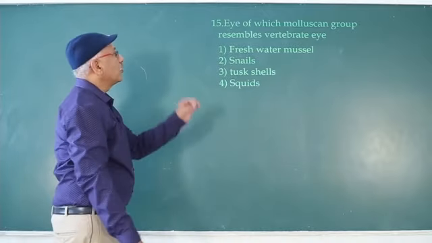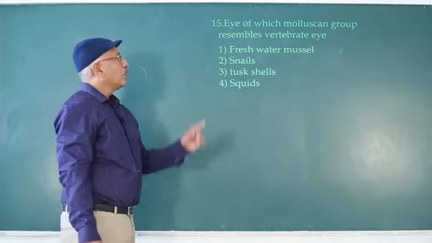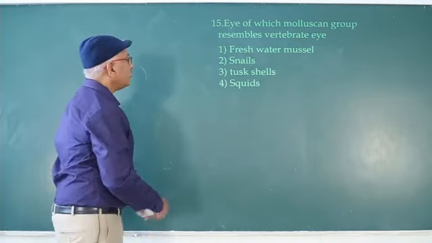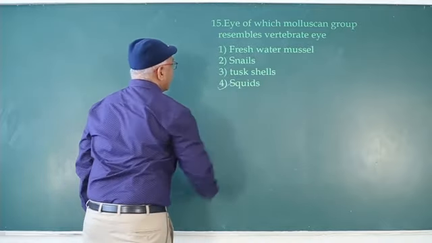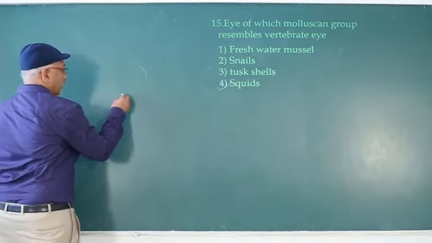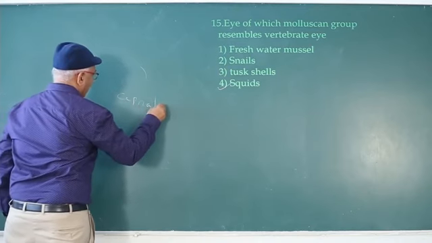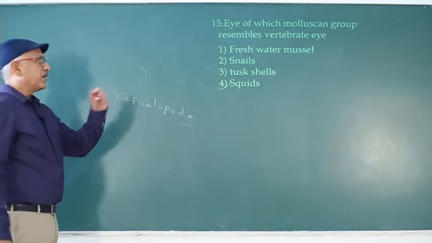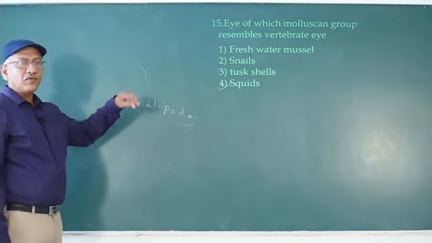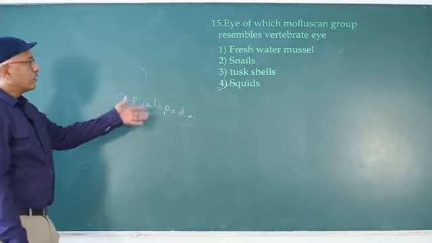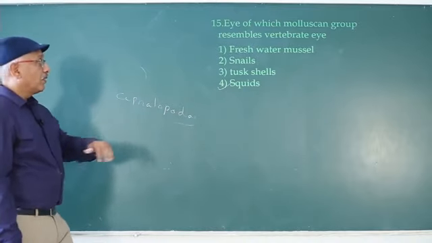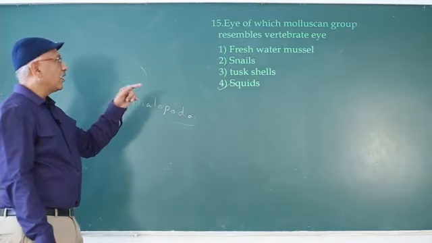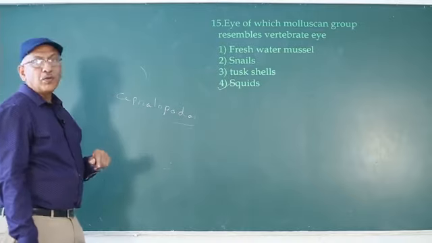Eye of which molluscan group resembles the vertebrate eye? Freshwater mussel, snail, tusk shell, squid. So that is squid. Squids belong to Cephalopoda. In class Cephalopoda, eyes are well developed, comparable to eyes of higher vertebrates. Another point, squids also exhibit bioluminescence, the emission of light by a living organism, known as bioluminescence.